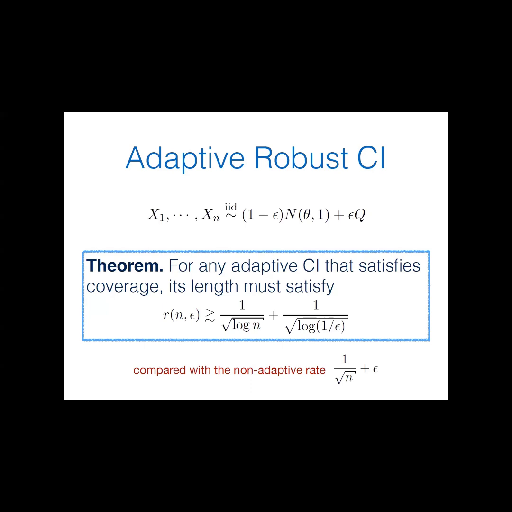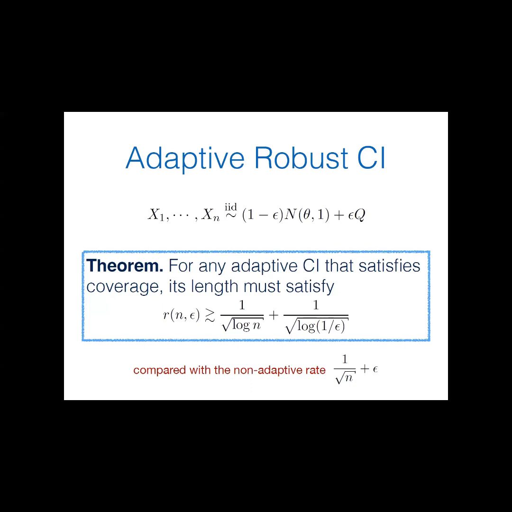If you actually know the value of epsilon, you can just use the median confidence interval, and you can achieve this polynomial rate in terms of the length. But the theorem says that if you do not know the value of epsilon, you cannot do better than this logarithmic rate. So there is a huge difference between these two rates that characterize what is known as the adaptation cost.